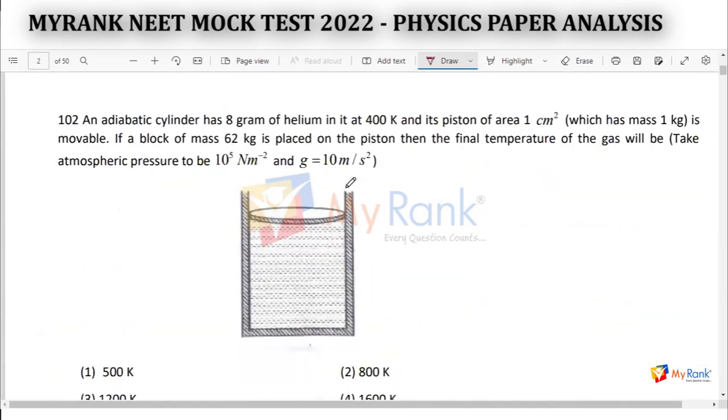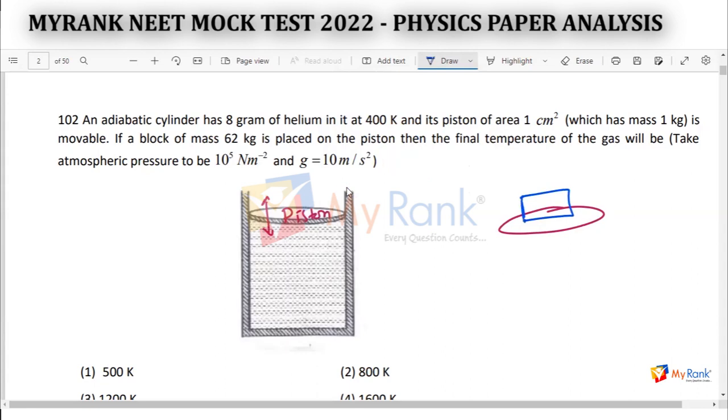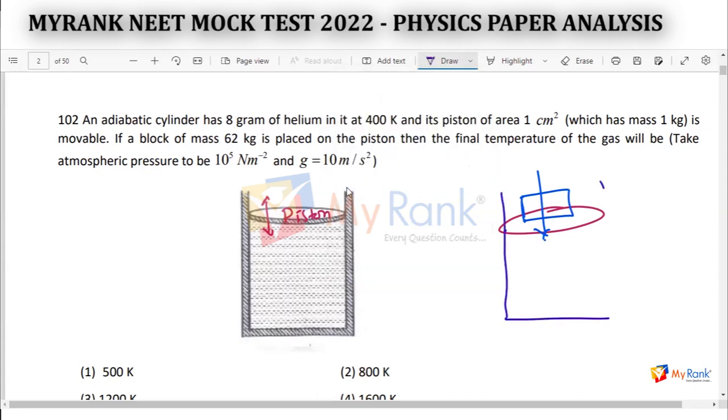And the second question is this. An adiabatic cylinder has 8 grams of helium in it at 400 kelvins, and a piston of area 1 centimeter square, which has mass 1 kg, is mobile. See, friends, this is the piston. It can be moved. A block of mass 62 kg is placed on this piston, like this.